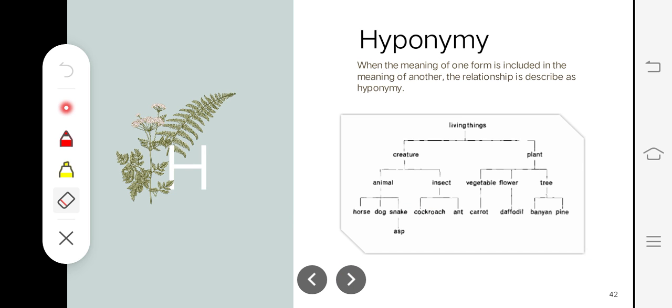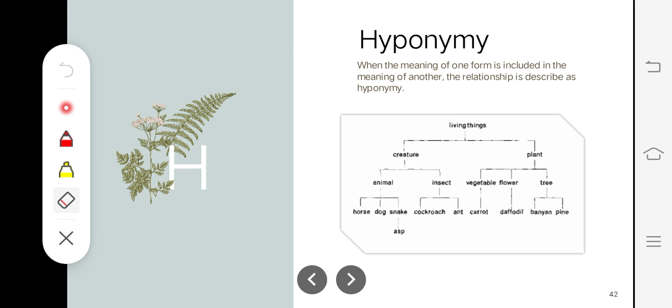From this diagram, we can say that horse is a hyponym of animal, or ant is a hyponym of insect. We can also say that two or more terms which share the same superordinate term are co-hyponyms. So horse, dog, and snake are co-hyponyms.